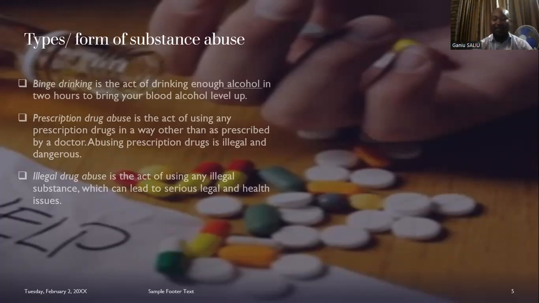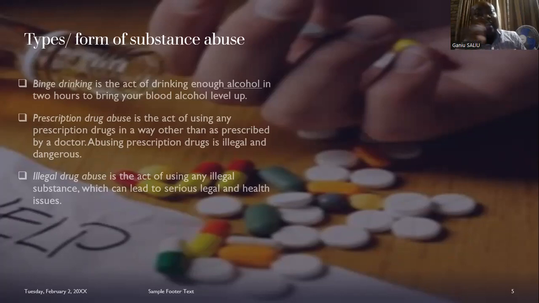And the 3 types or forms of substance abuse that we've got: binge drinking, prescription drug abuse, and illegal drug abuse. Now, having taken any of these 3 forms of substance abuse, there is always a result for everything we do, yes or no? These results are what will show the symptoms, the signs. The moment they've consumed this, something must happen, and that is what we call the symptoms.